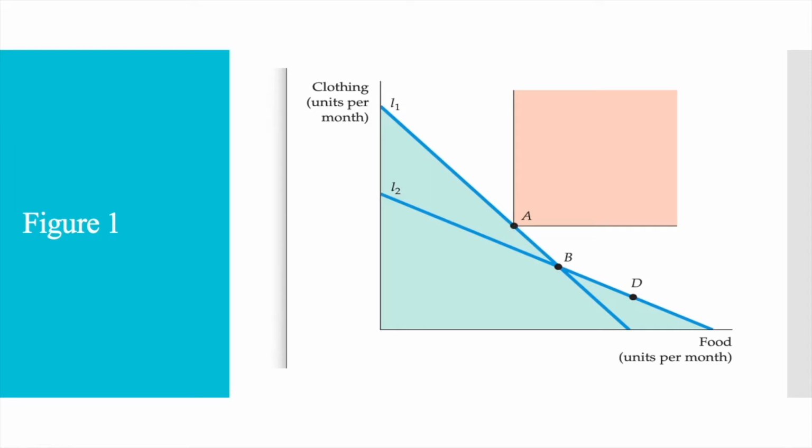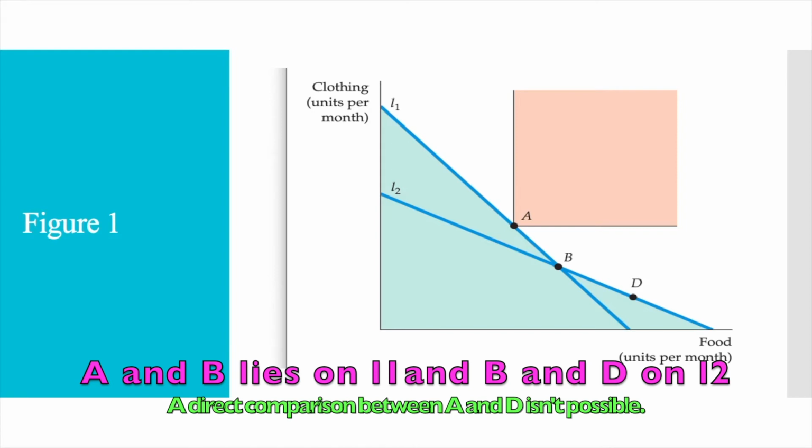The individual could have purchased market basket B since it lies on the same budget line, but he didn't purchase it. We can say that A is preferred to B. So here A is preferred to B as we assumed, even though both of these market baskets demand the same level of income. We cannot make a direct comparison between baskets A and D because D is not on L1.